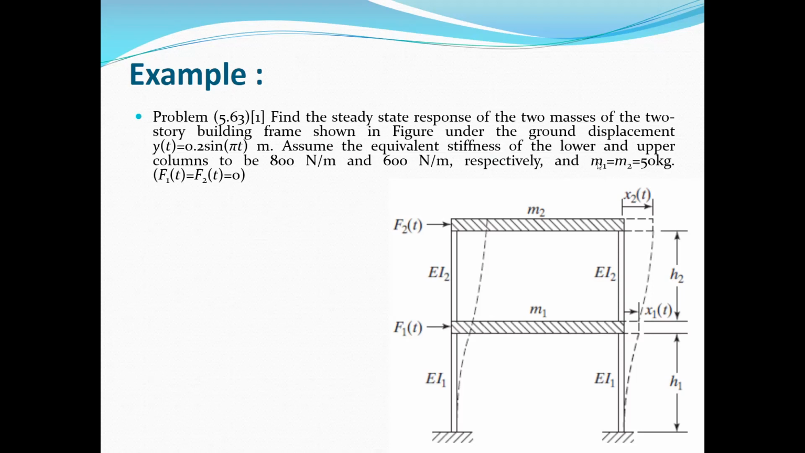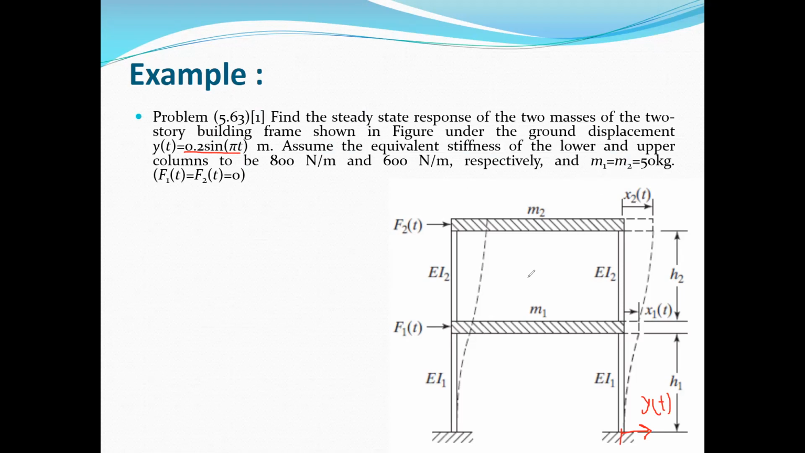The mass of each story, M1 and M2, are equal to 50 kilograms, and the external forces F1 and F2 in this example are considered to be 0. So we deal with a system with base excitation or base motion, which is called y(t). This y(t) is harmonic, and here there is no damping in the system.